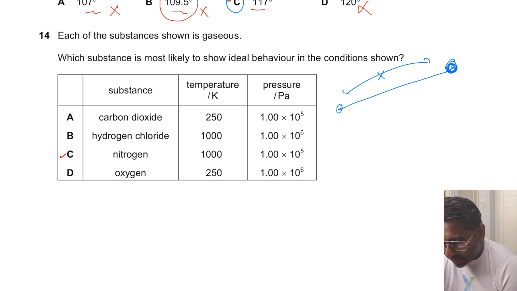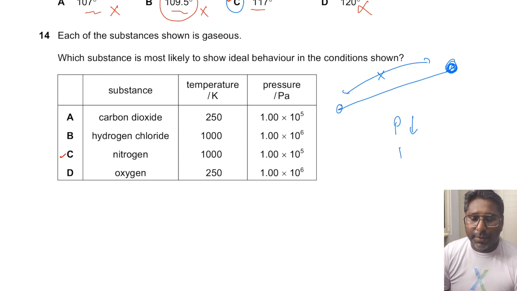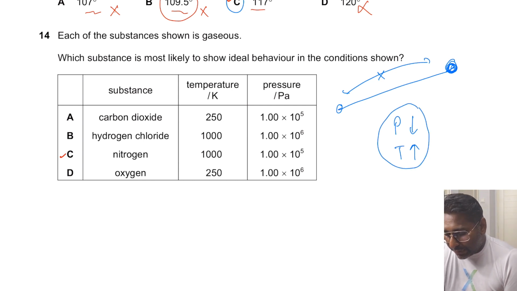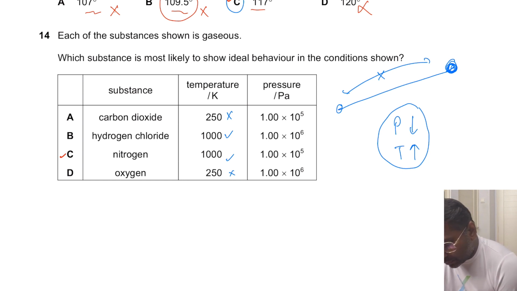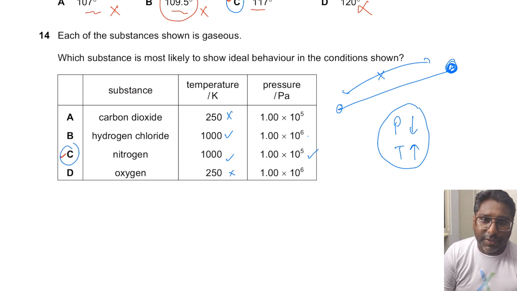Pressure generally must be very low. If we have higher pressure, they are going to be closer to each other, so it must be a very low pressure. And temperature should be high, because if you have more temperature, the kinetic energy will be more, and they are going to be separated more, far away from each other, ensuring an ideal gas. So if I want higher temperature, this one cannot be this, and I must have lower pressure. Comparing lower pressure, this must be the best answer. So the answer is going to be nitrogen.